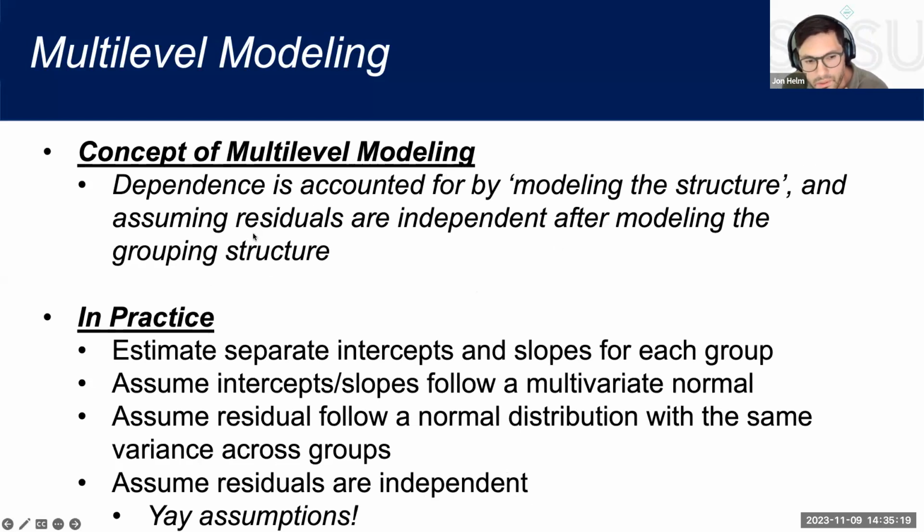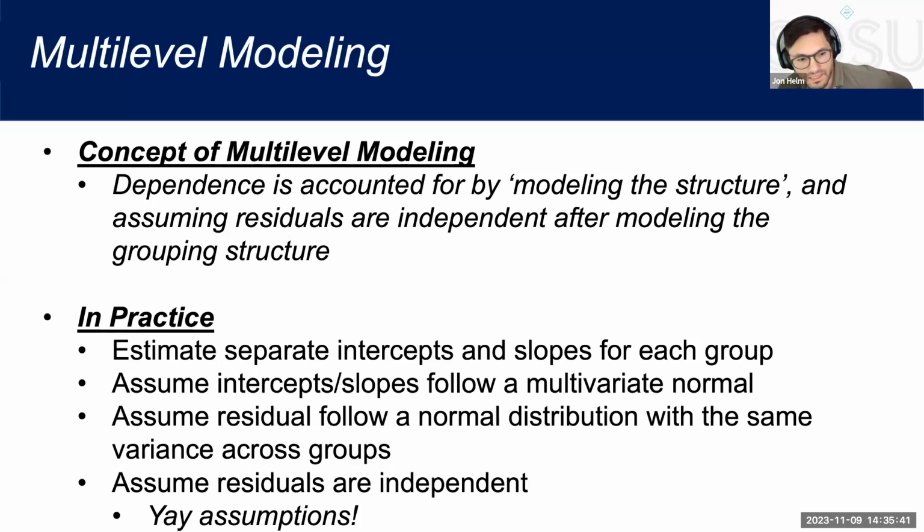But if we assume that the residuals are independent after modeling the grouping structure, which is to say, if I give every single group its own intercept and its own slope, and then I collect the residuals, I'm going to assume now that those residuals are independent. And then it's actually pretty easy to figure out what the standard errors and the p-values should be, because it's essentially a distilled version of what we do in regression.